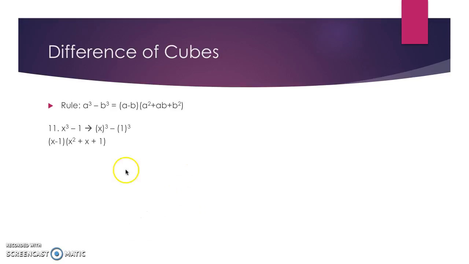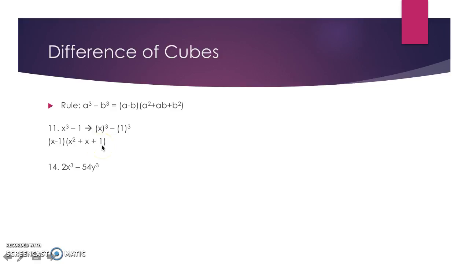Now we go ahead and set it up. We have our a minus our b value. So our a value is x, our b value is 1. So we have x minus 1. And then a squared, so x squared, plus a times b, which is x times 1, which would just be x, and then 1 squared, which is 1.